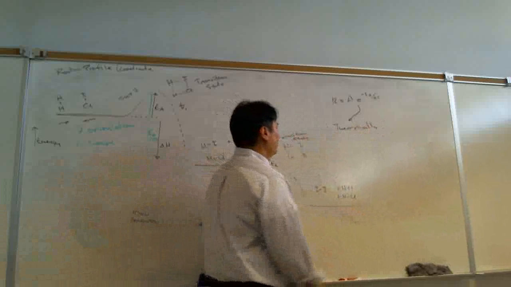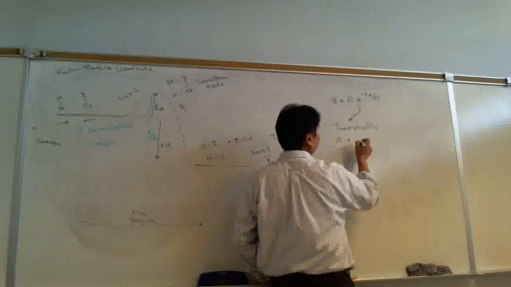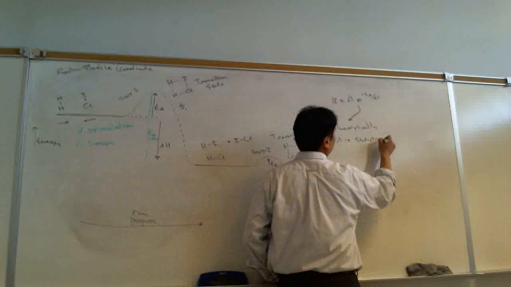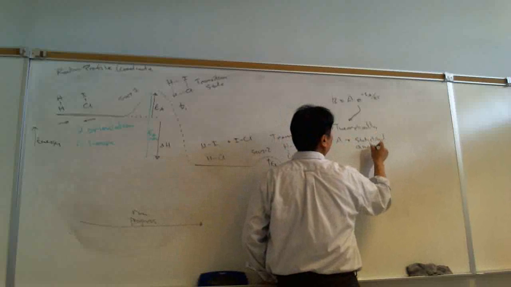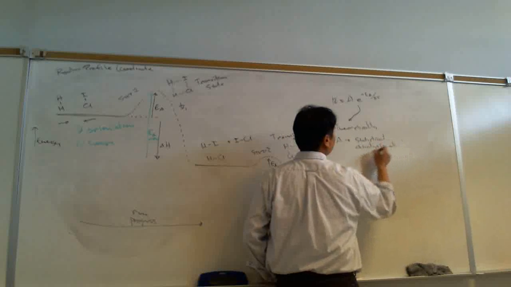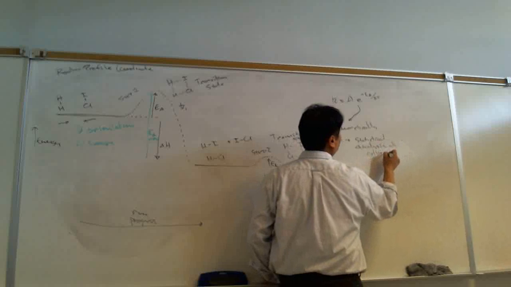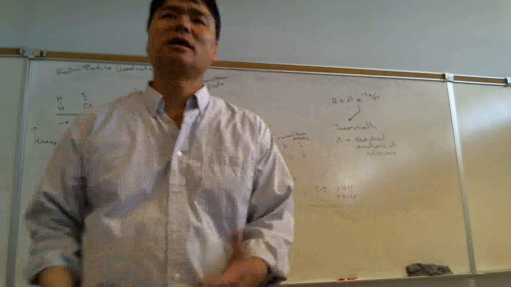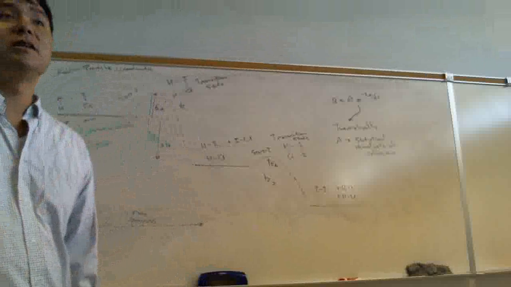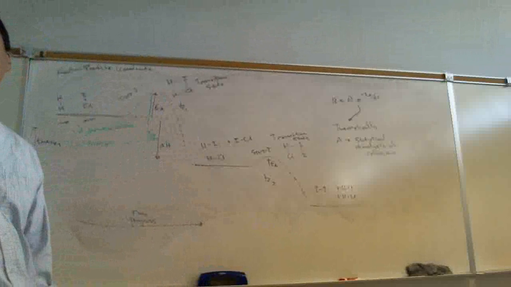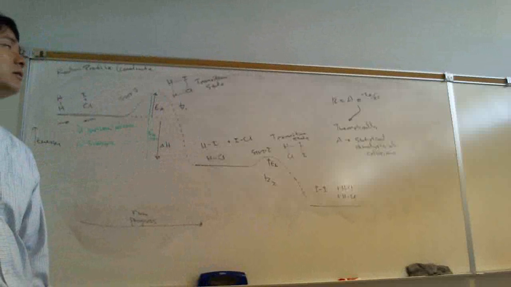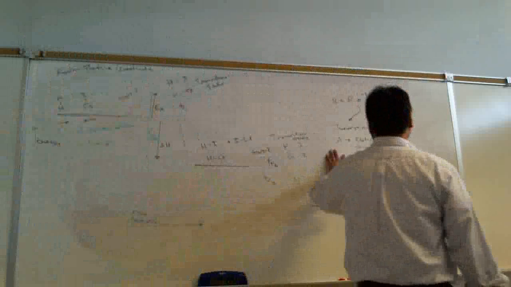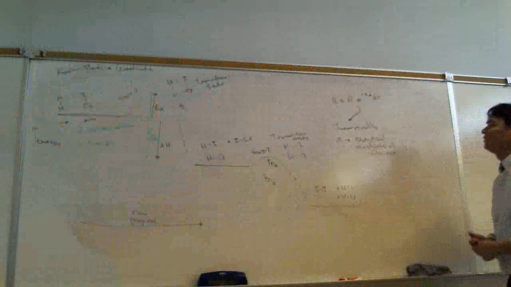So theoretically, A, you could generate from statistical analysis of collisions. And so in statistical analysis of the collisions, you take a billion or a trillion collisions and see how many of those would have the correct orientation and how frequently do those occur. So this would be the collision frequency, A.